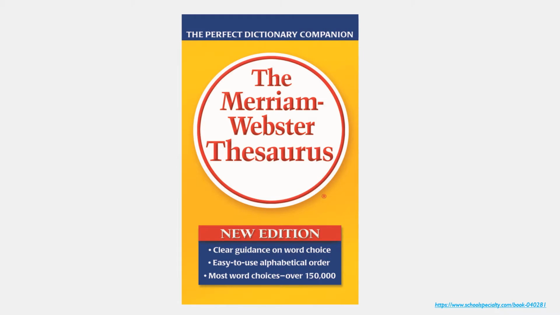The Merriam-Webster thesaurus will help you find synonyms. You can find synonyms of words within a thesaurus. Depending on the word, a thesaurus can offer multiple synonyms for one word. It is often uncommon that you will see the Merriam-Webster thesaurus in most classrooms.